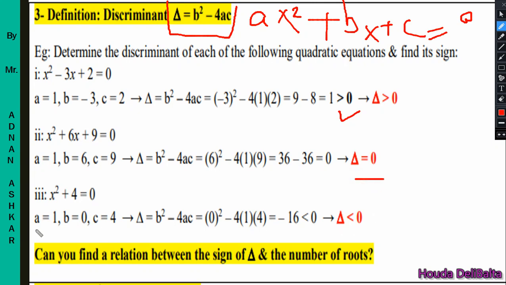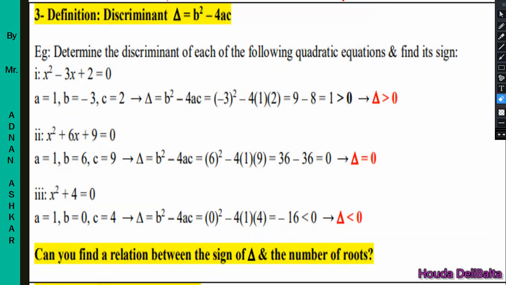Here we have x squared plus 4 equals 0. Note that b is 0 here, and that's possible, never mind. So a is 1, b is 0, and c is 4. Then applying the rule, delta equals b squared minus 4ac, which is 0 squared minus 4 into 1 into 4, which is negative 16, which is less than 0. Then delta may be positive, it may be 0, and it may be negative. Can you find a relation between the sign of delta and the number of roots? That is what we are going to talk about in the coming slide.